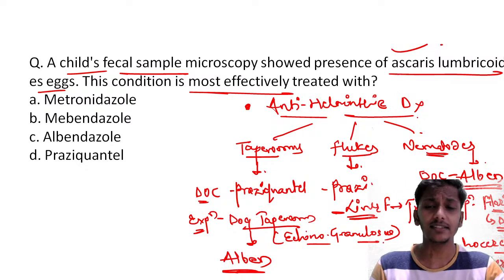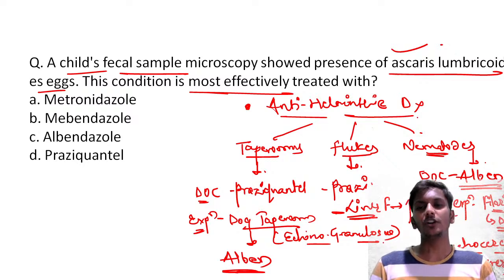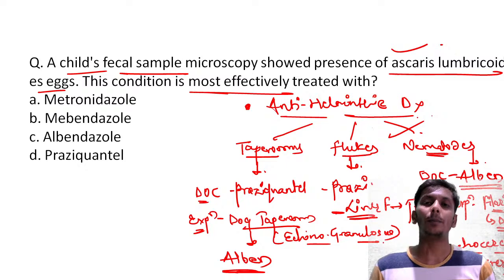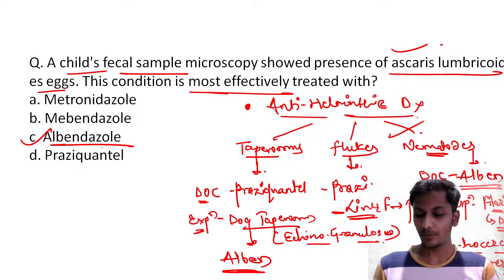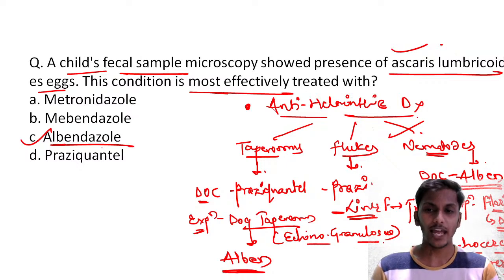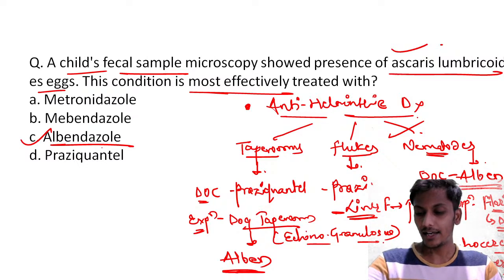I hope everything is clear now. So Ascariasis belongs to which group? Ascaris belongs to the nematode group. It is a giant roundworm which belongs to the nematode group. And the answer over here is option C, albendazole. Albendazole is the drug of choice in cases of Ascariasis. I hope everything is clear.